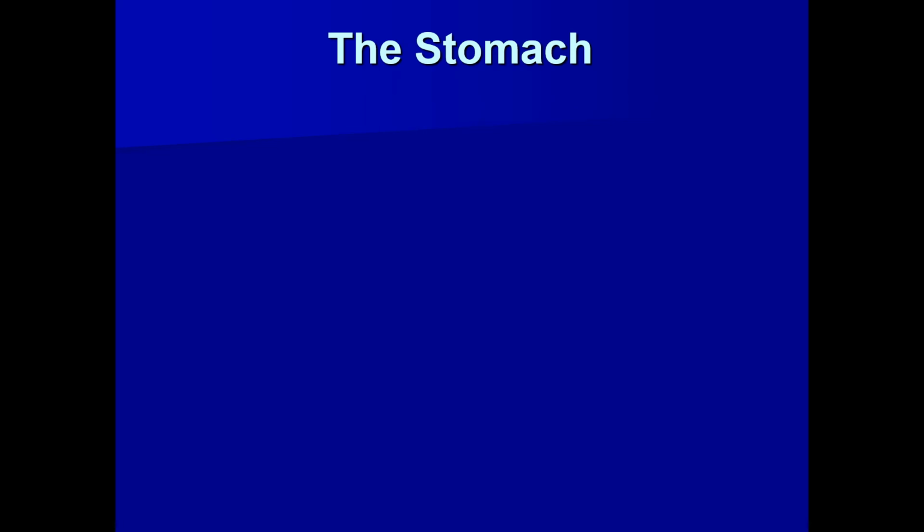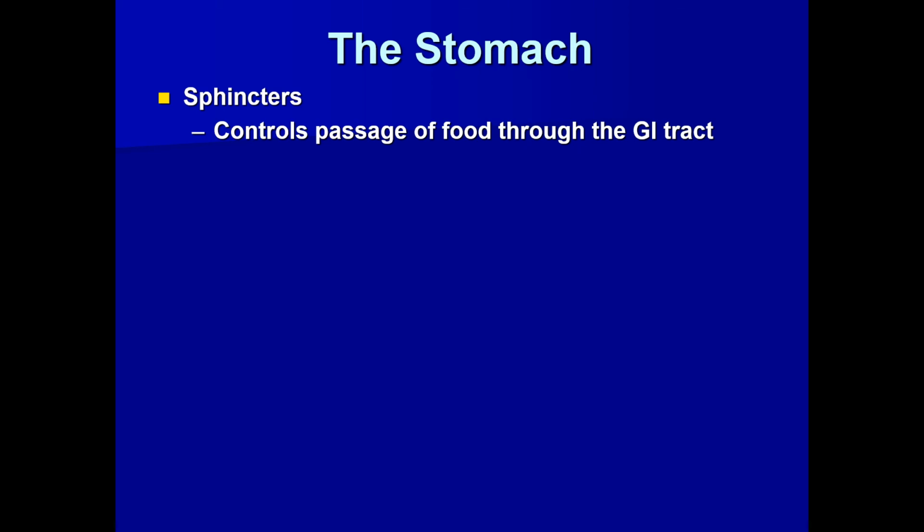Now let's move on to the stomach. So different sphincters control passage of food through the gastrointestinal tract. The stomach is approximately 4 cups in size, it can hold up to 4 cups or about a quart of volume. The gastric juices, well, the word gastric just means stomach. So the juices within the stomach are mostly water, hydrochloric acid, and other various enzymes.